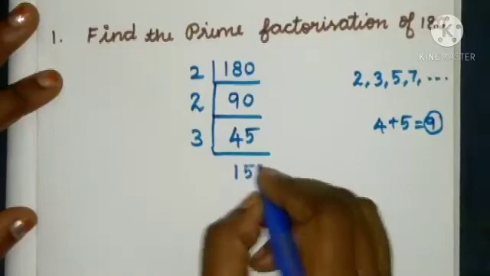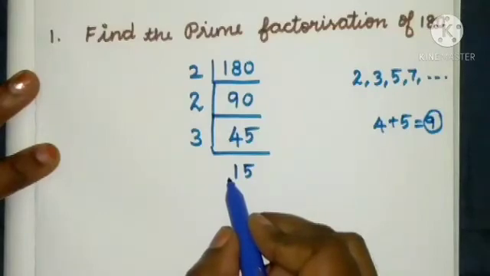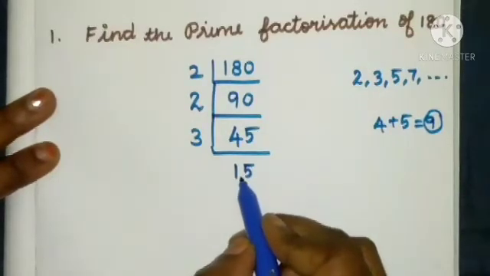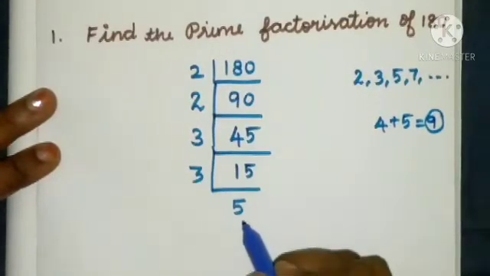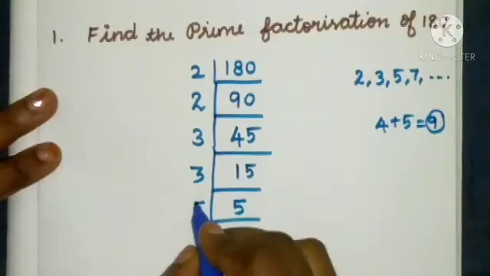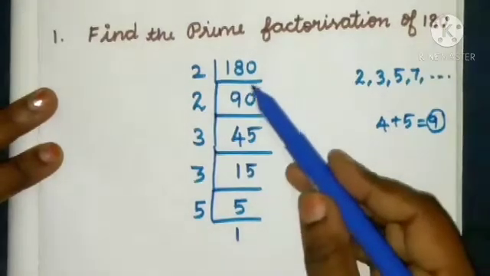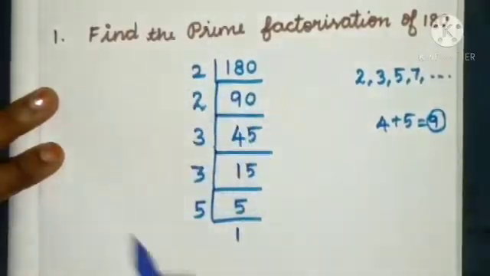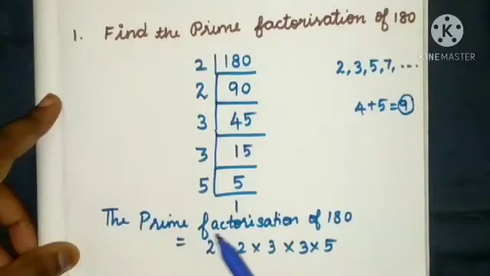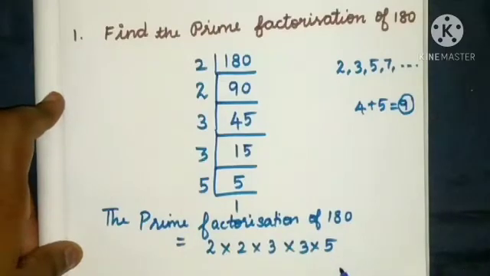3 15s are 45. You have to divide 15 by the smallest prime number. 15 is also divisible by 3. 3 5s are 15. 5 is a prime number, so it is only divisible by 5. 5 1s are 5. Now, we have to write the prime factorization of 180 as a product of all the prime numbers that we have on the left side. The prime factorization of 180 is 2 into 2 into 3 into 3 into 5.